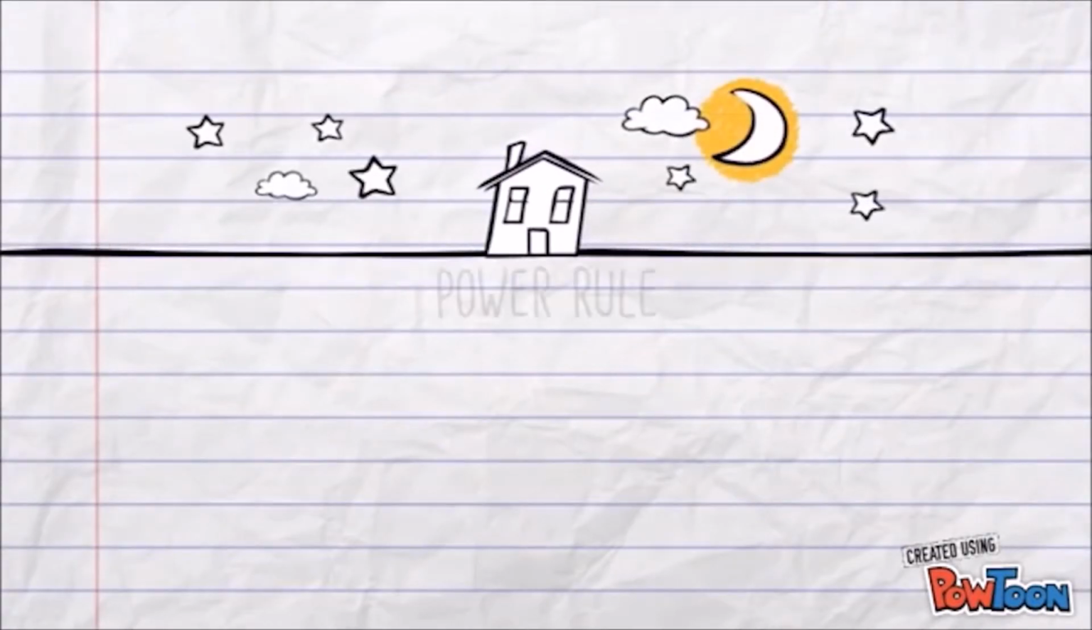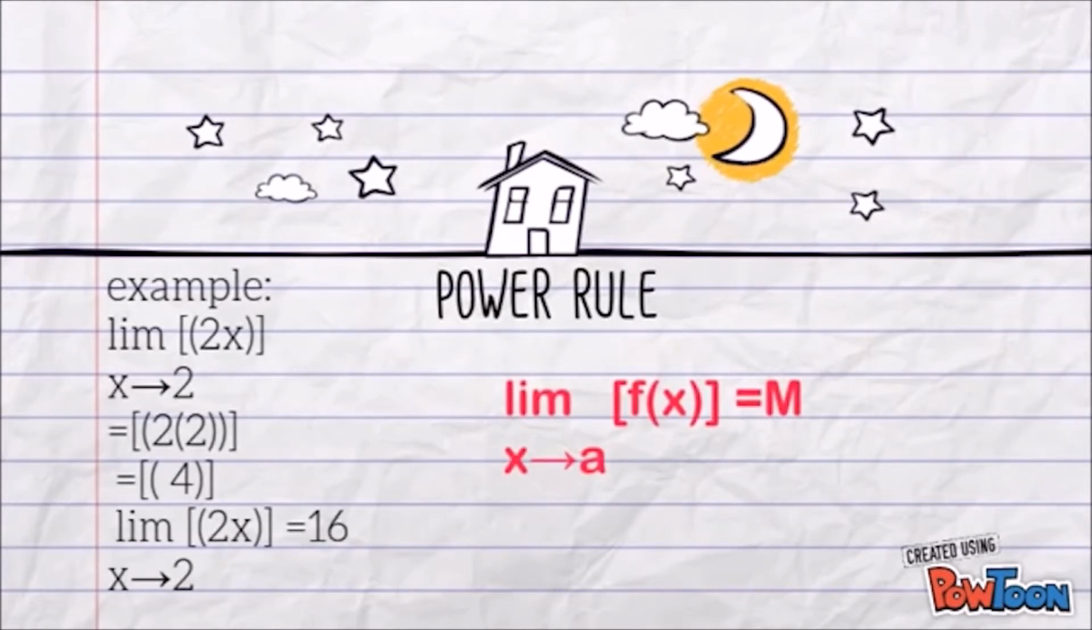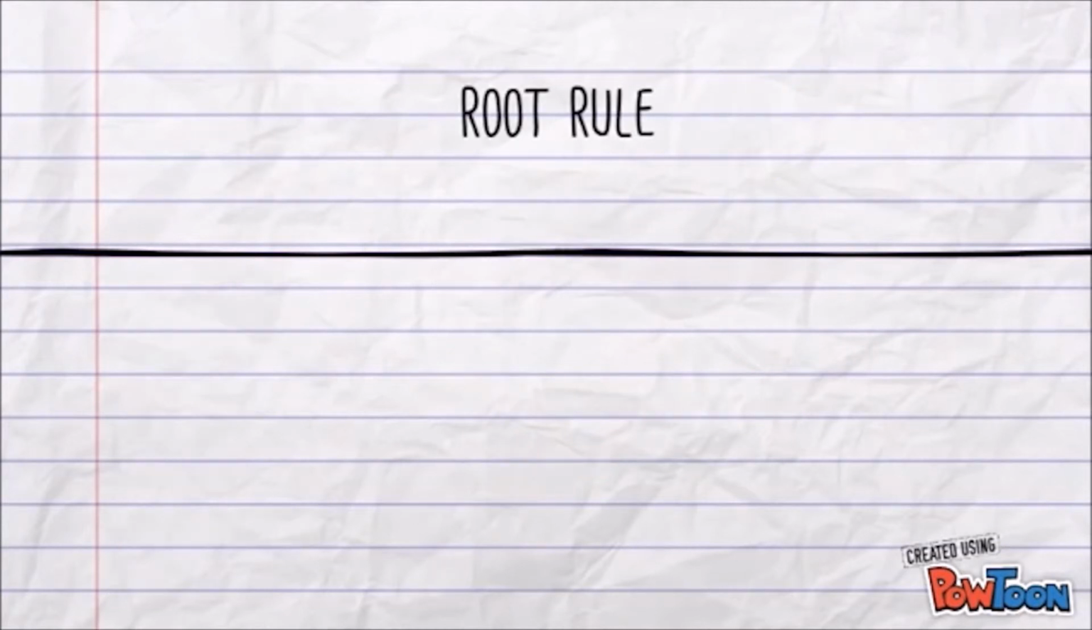Next thing we have here is the power rule. We have the limit of f of x raised to n as x approaches a is equal to m raised to n. For example, we have the limit of 2x raised to x as x approaches 2. We just have to substitute again, and now we have 4 raised to 2.